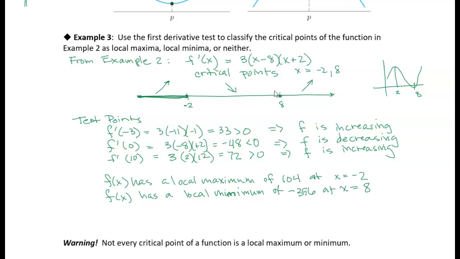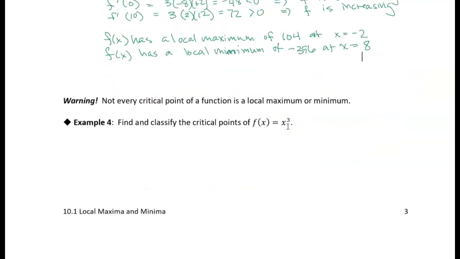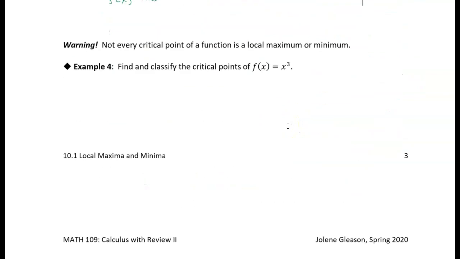Okay, so we found our critical points, and we tested intervals on either side of those critical points in order to determine whether those critical points were local maxima or minima or neither. In this case we got one local maximum and one local minimum. Okay, so one thing to watch out for, warning: not every critical point of a function is a local maxima or minima.